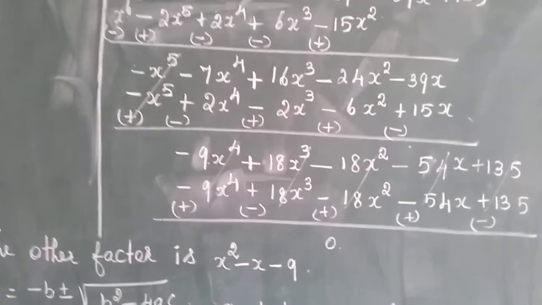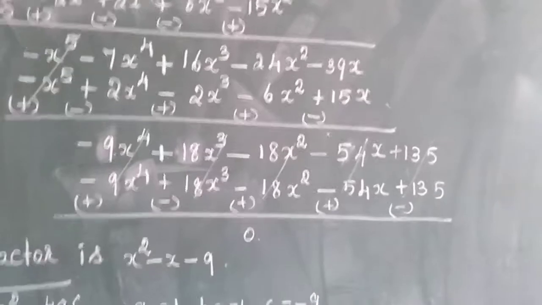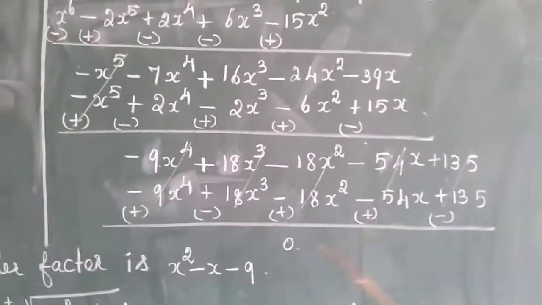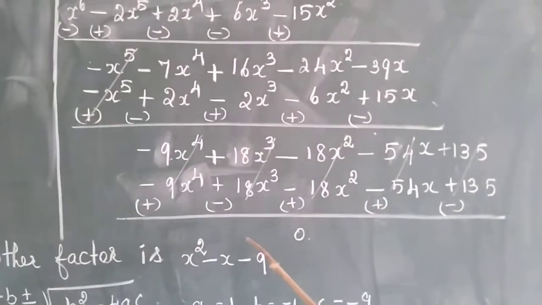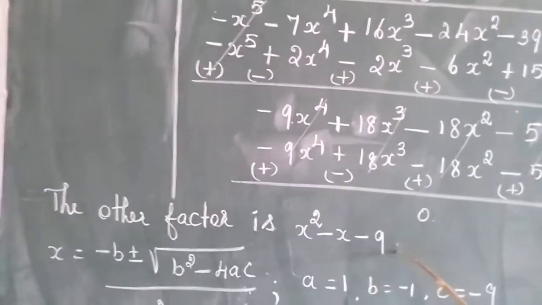and we find all these terms are the same, and they also have different signs. We can cancel all of them, and finally we are getting the remainder equal to 0. Now we found the other factor. The other factor is x square minus x minus 9.